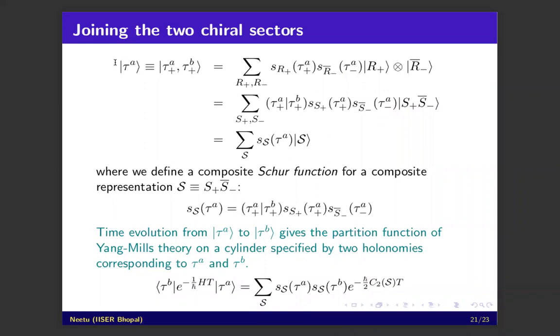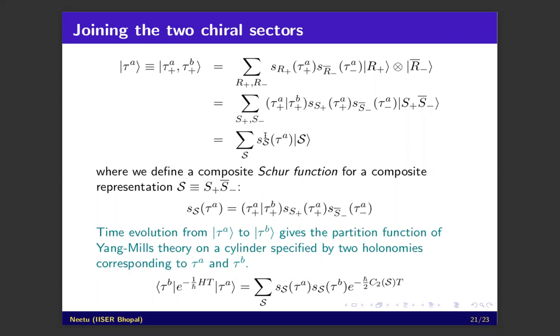Yeah, so we can write this coherent state for the full Hilbert space. Then if we again consider a time evolution from coherent state tau A to tau B, we'll get the partition function of the full Yang-Mills theory on a cylinder.